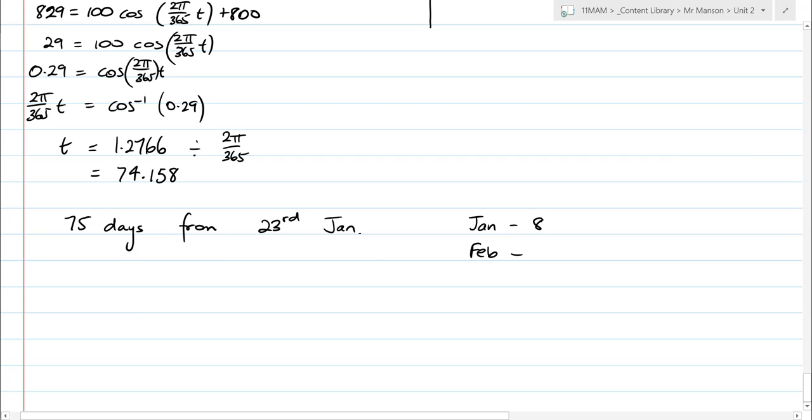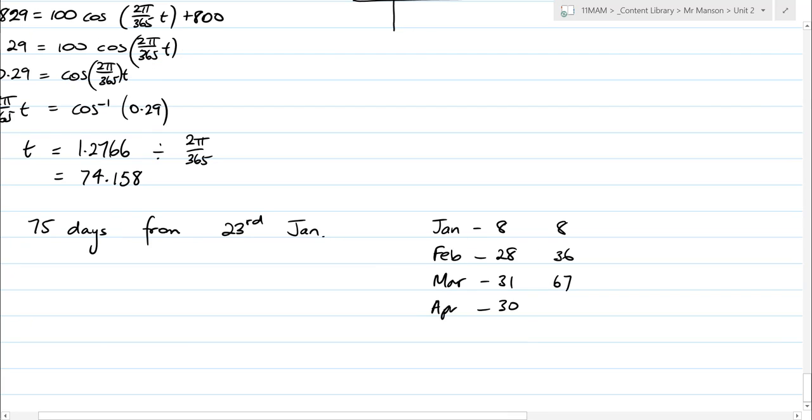February has 28, March has 31. I'm going to accumulate this as I go. 8, 36, 67. So we're talking an April date. April has 30 days, but we want the 75th. So we want to know 8 days into April. So we want 8 days, so that's 75. So it becomes the 8th of April. And that's our answer. So during the day, early in the day given, but during the day on the 8th of April, the population will get to 829.